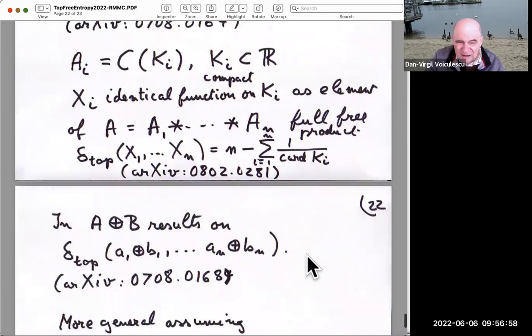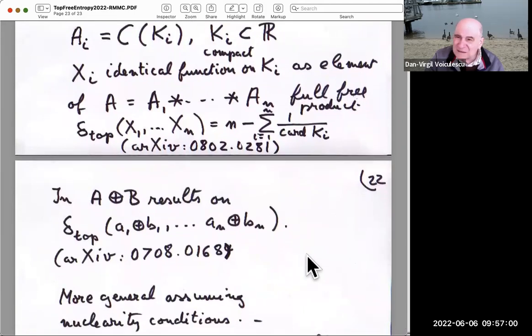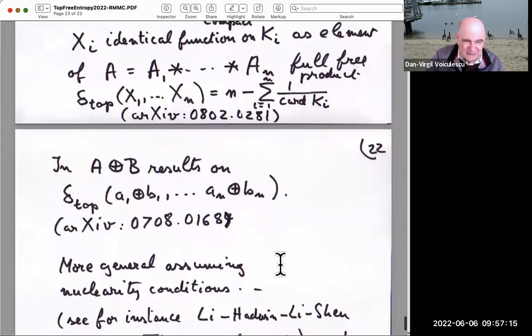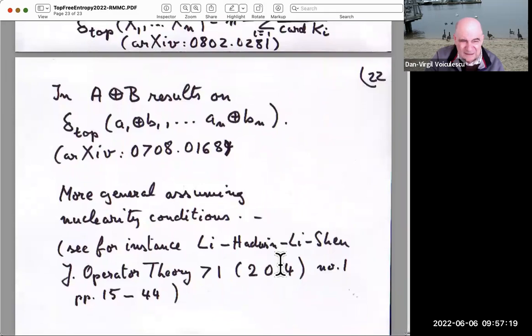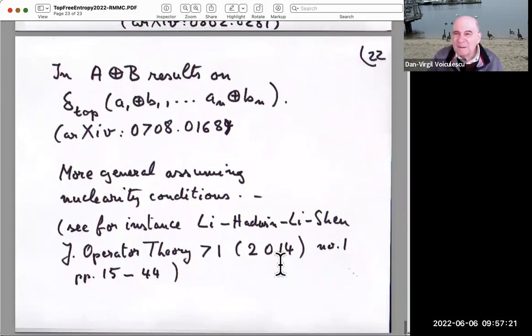We have also other results I'm not going to detail, for instance, about what happens with topological free entropy dimension if you have direct sums, and many other results. So I refer you to their paper.